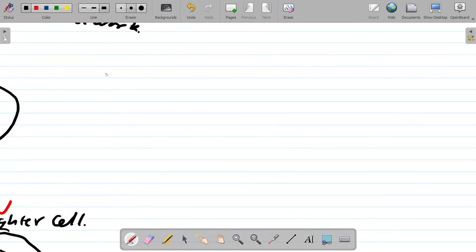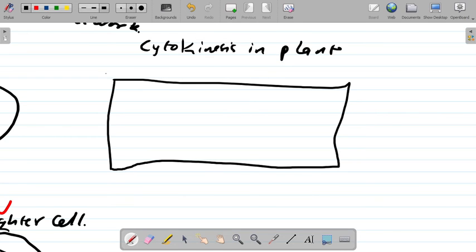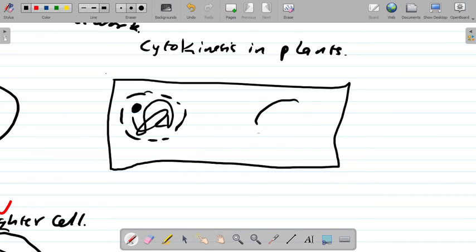In plant cells, let's draw a plant cell over here. Obviously, they have shape. This is cytokinesis in plant cells. My board is malfunctioning again. Cytokinesis in plant cells. Good. Now, obviously, same thing will happen. We will still have the nuclear membrane reforming, the nucleolus and your chromatin network on both sides. There we go.